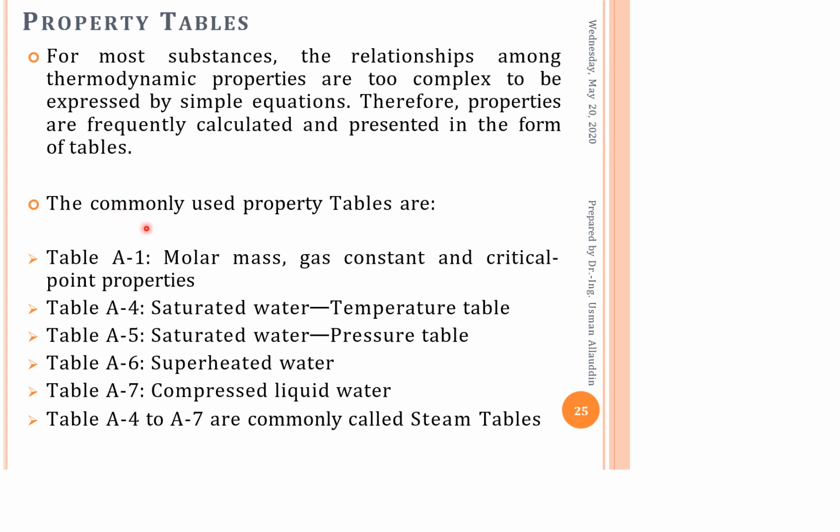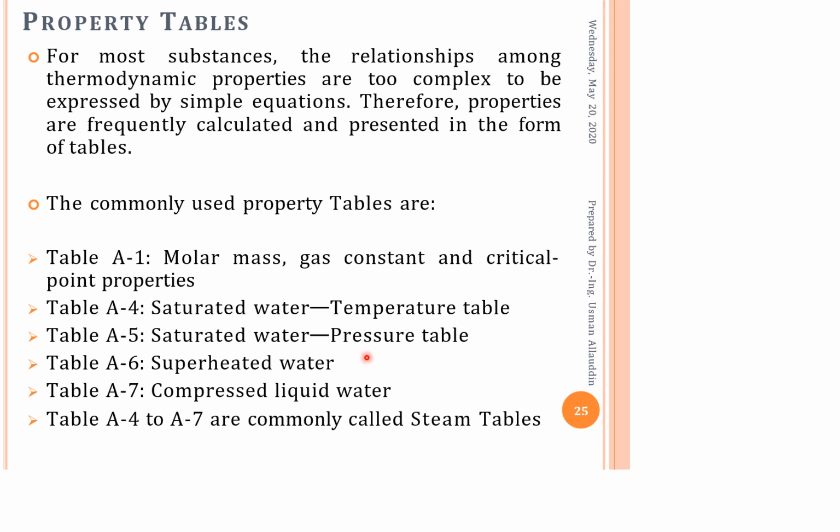So commonly used property tables are A1, which is to find the molar mass, gas constant, and critical point properties. Table A4 is the saturated water temperature table. So whenever water is given to us, we will use table A4, A5 or A6. A4 will be used when the temperature is given to us, A5 will be used when pressure is given to us, and A6 will be used when superheated water is given to us.